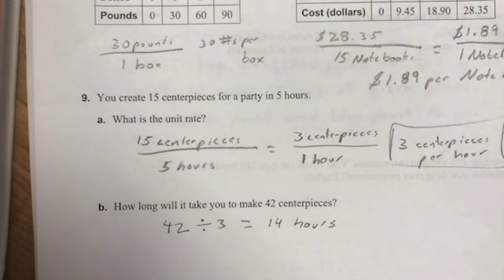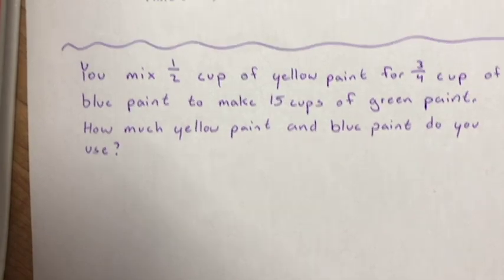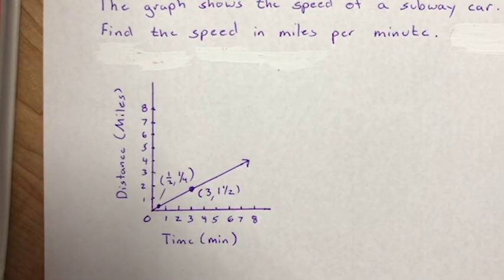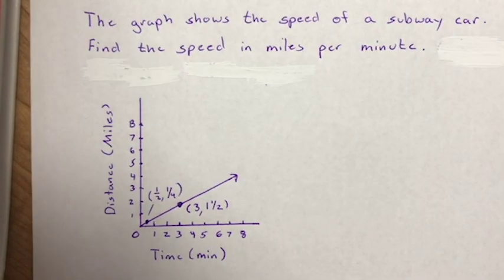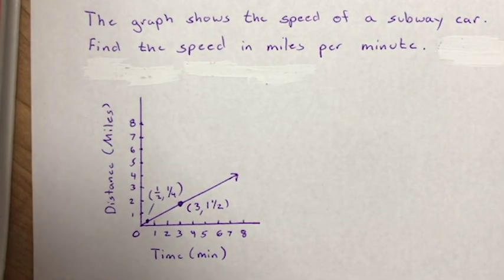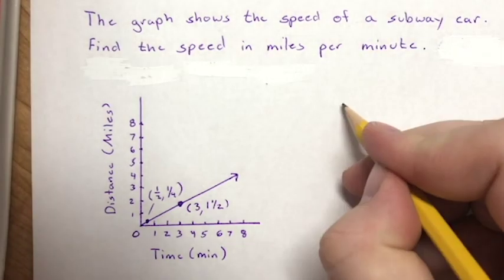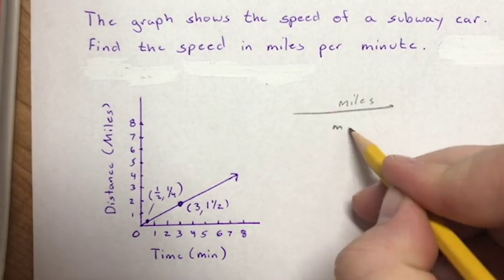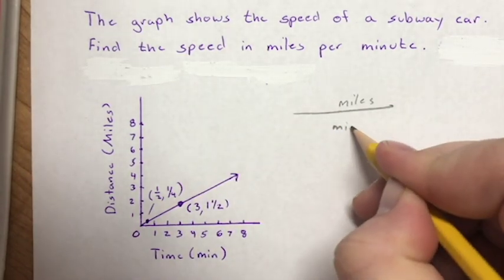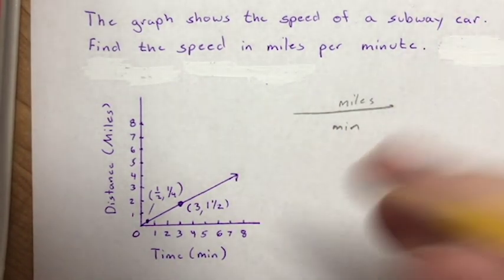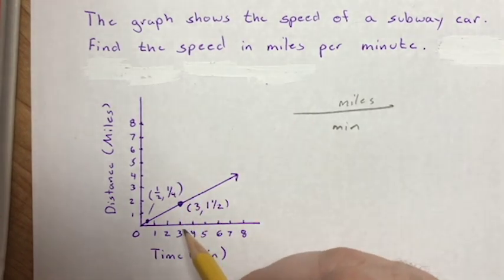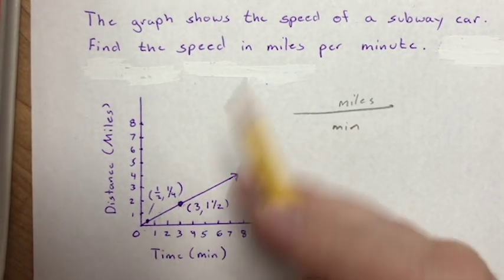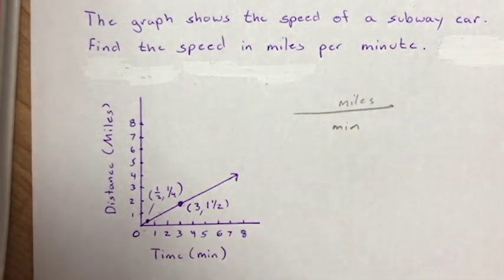And that's pretty much it. All right, let's do a couple more. This is where it gets slightly more difficult, but don't stress too much. It says the graph shows the speed of a subway car. Find the speed in miles per minute. So I need to know my miles over my minute. So I'm basically finding the speed. Another way of saying it is I'm trying to find my unit rate. Well, it doesn't really matter which one of these points I use, I just need to know what goes where.